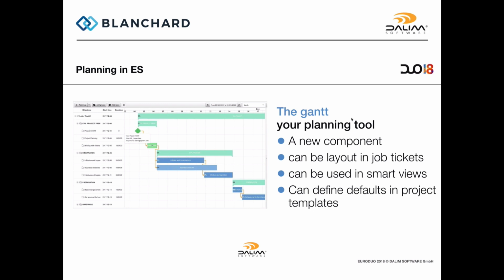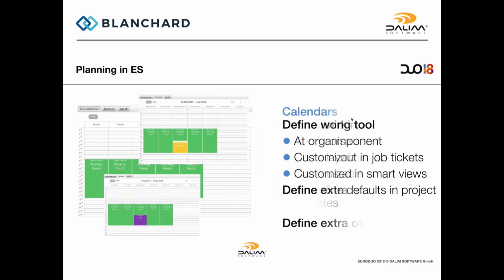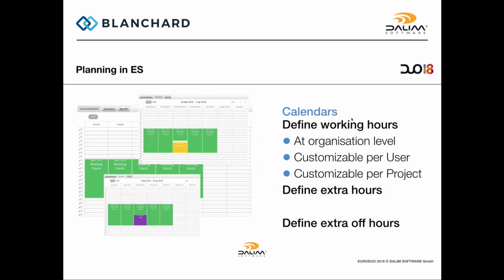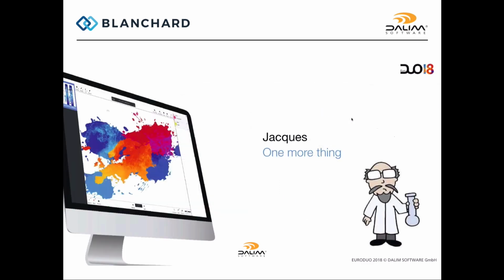As delays happen, because we're actually tracking them inside of ES, whether we got files, whether this milestone's been reached or not, it can dynamically move and change the planning, or it can be manually done depending on how you set it up. So for users, you can define things like working hours, use custom calendars for customers or users. You can define extra hours, off hours, all of that inside of ES.